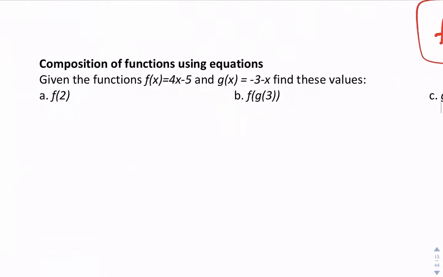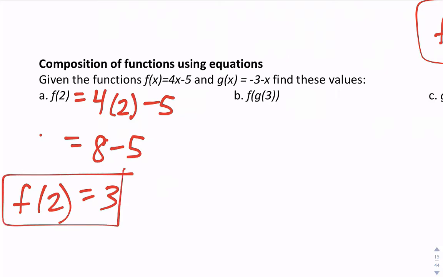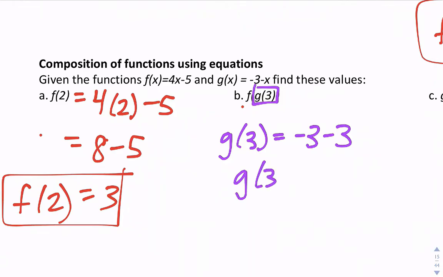Okay. And last, can you do composition of functions using equations? So first review, find f of 2 means 4 times 2 minus 5. So 4 times 2 is 8. 8 minus 5 is 3. So f of 2 is 3. But now let's find f of g of 3. So you start with g of 3. So g of 3 equals negative 3 minus 3. So g of 3 equals negative 6.